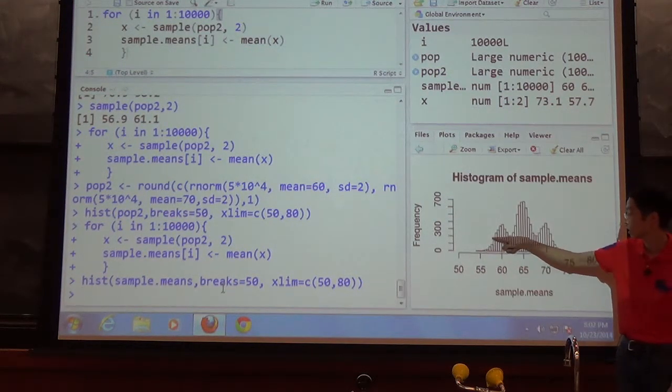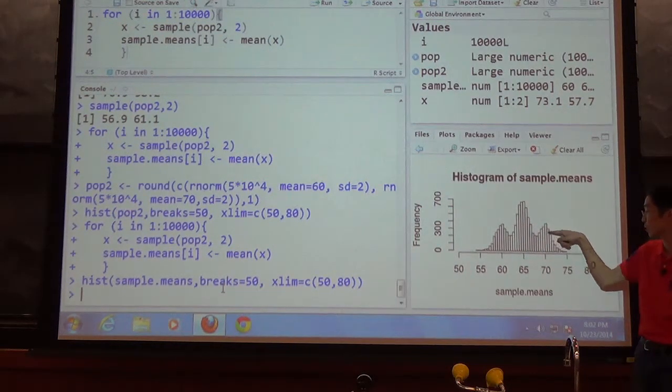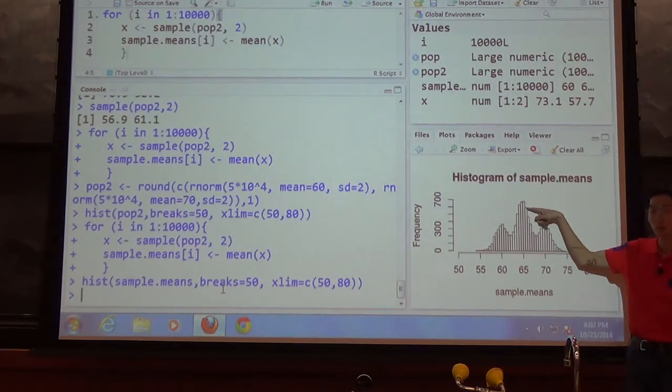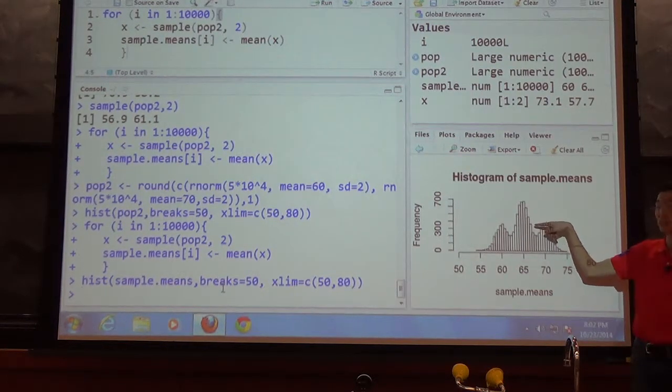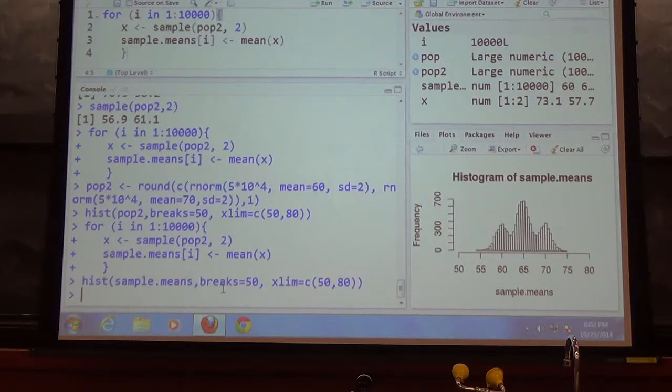So what I'm saying is, I'm seeing a peak here, because this is when both come out close to 60, both close to 70, and then one's close to 60 and one's close to 70. And we see this going on. Okay, so we get this with our sampling distribution.